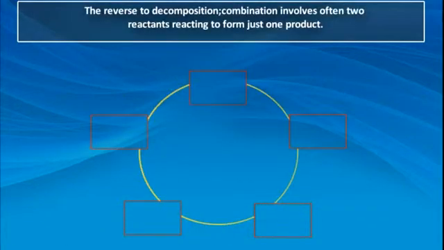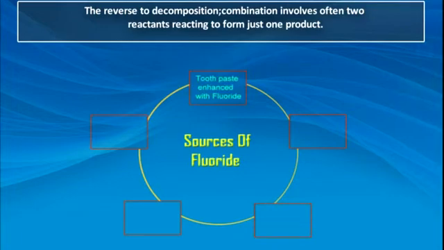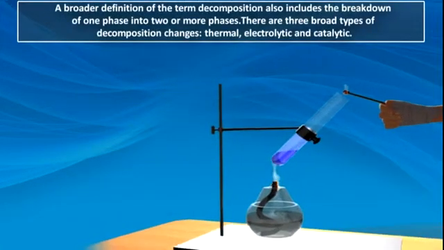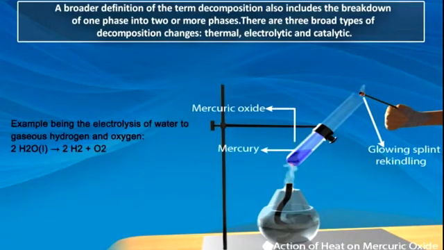A change in which 2 or more substances combine to produce a single substance is known as combination change. These changes are usually exothermic. Chemical decomposition is often an undesired chemical change.